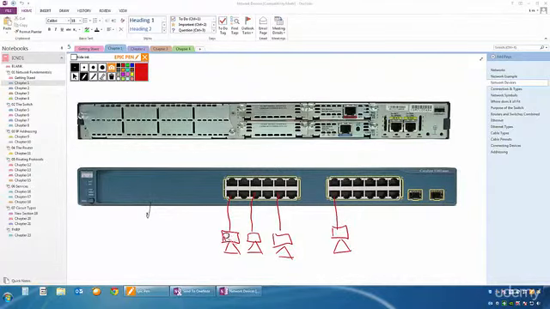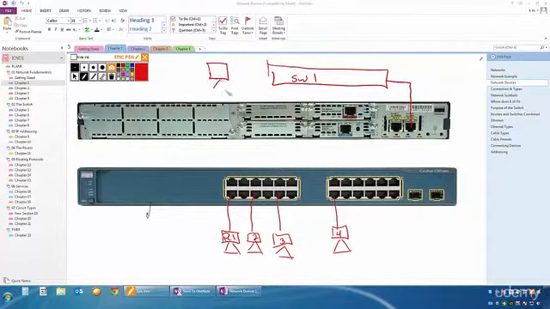So if I had PC 1 and 2 and 3 and 4 plugged into this switch, they will be able to communicate with each other, no problem, because they're plugged into the same device. Now, if I had a switch sitting over here that was on a different network, then I would use this router to communicate with a PC sitting on this switch that is on a different network.